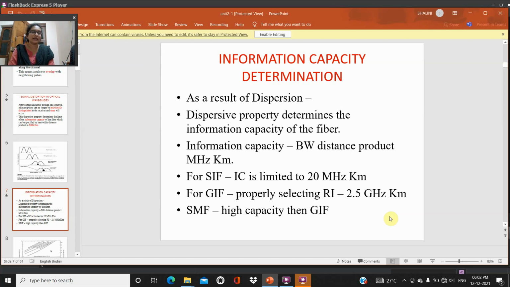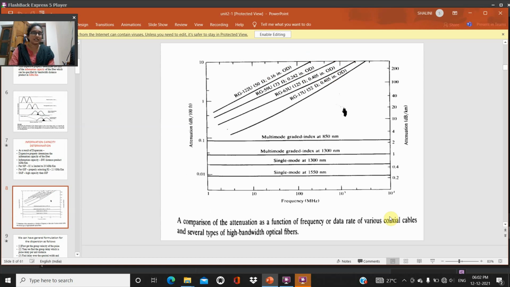For step index fibers, information capacity is limited to 20 megahertz kilometers. For GIF, with the selected refractive index profile, 2.5 gigahertz kilometers. SMF is a single mode fiber. It has higher capacity than GIF. So this is the figure to compare attenuation with respect to frequency. See the figures of how multimode graded fibers and single mode fibers vary according to the frequency.